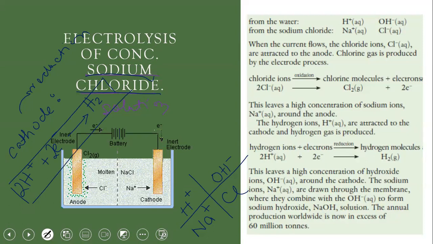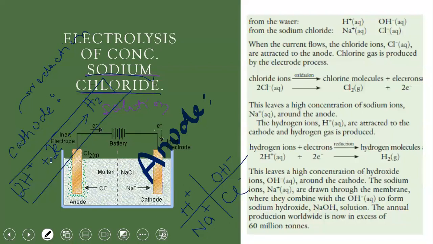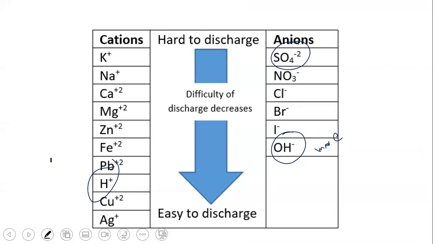Now, what is going to happen at the anode? This is where it gets a little bit tricky. What two ions are my options for the anode? Which two ions can go to the anode? Hydroxide and chloride. Correct. Between hydroxide and chloride, which one is more reactive? Chloride.